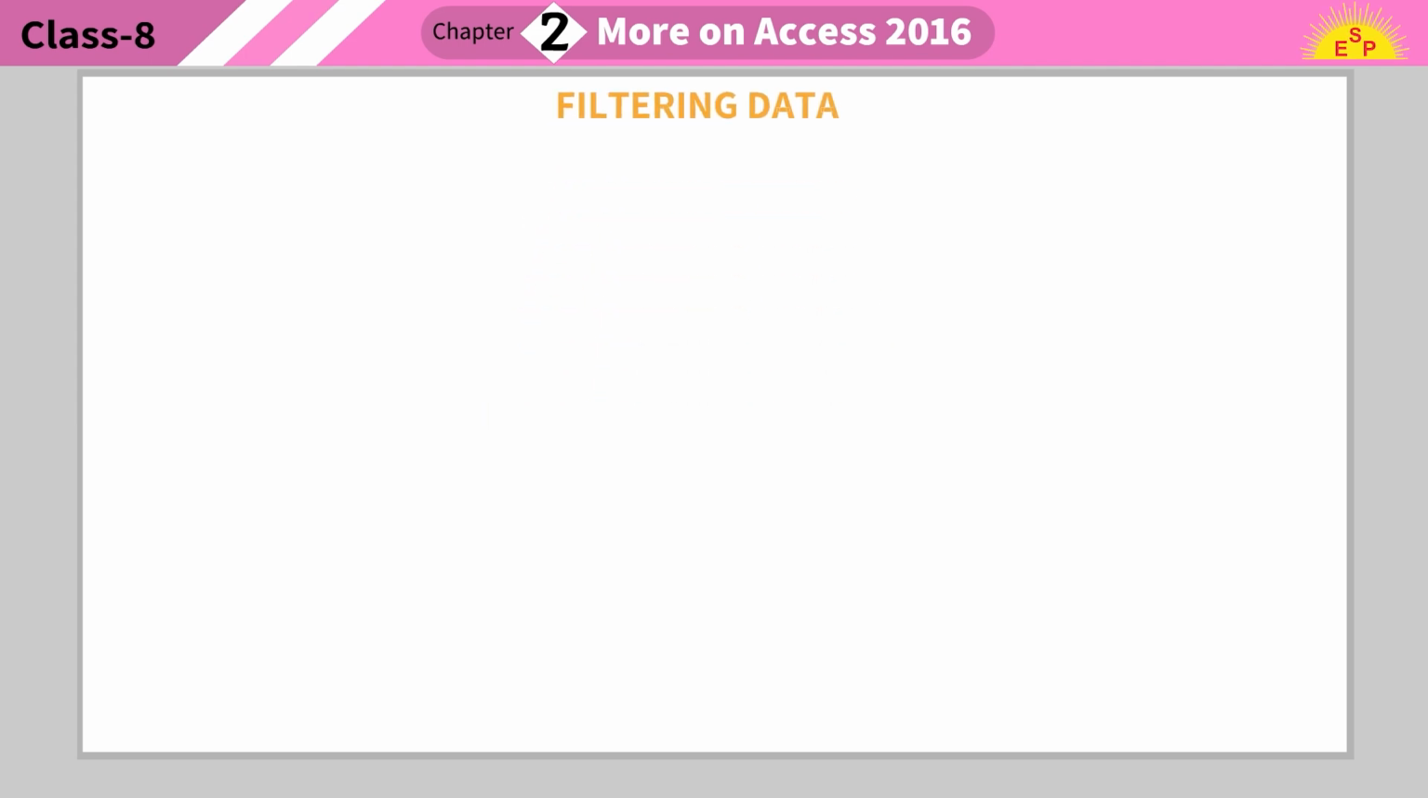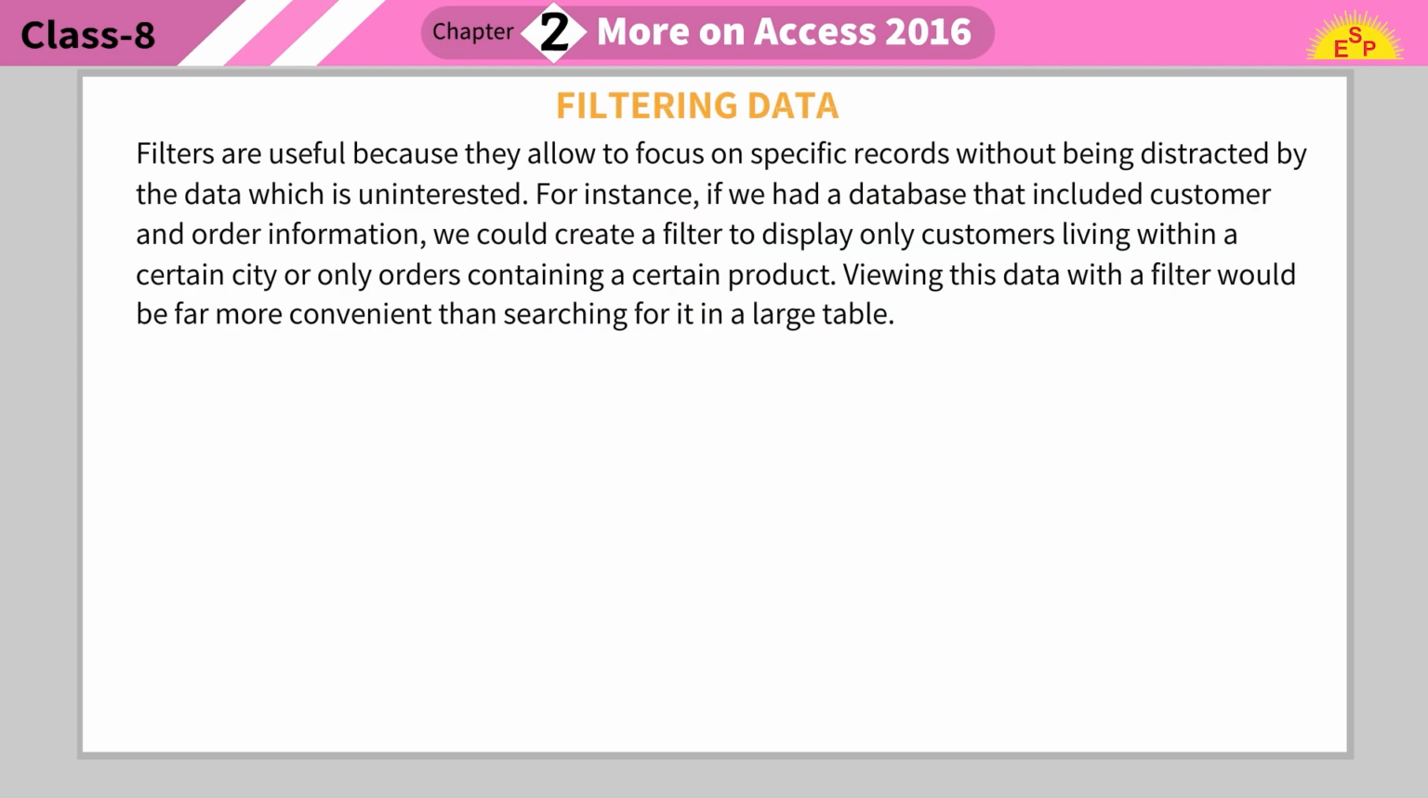Filtering data. Filters are useful because they allow us to focus on specific records without being distracted by the data which is not of interest. For instance, if we had a database that included customer and order information, we could create a filter to display only customers living within a certain city or only orders containing a certain product. Viewing this data with a filter would be far more convenient than searching for it in a large table.